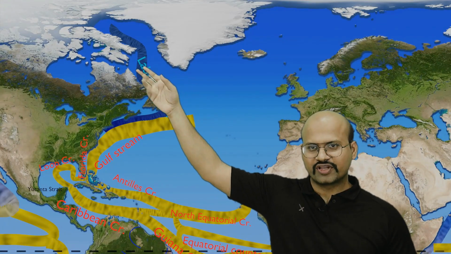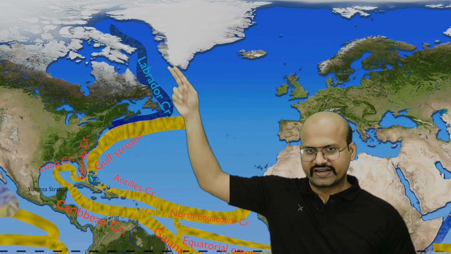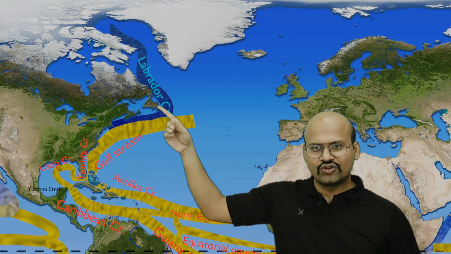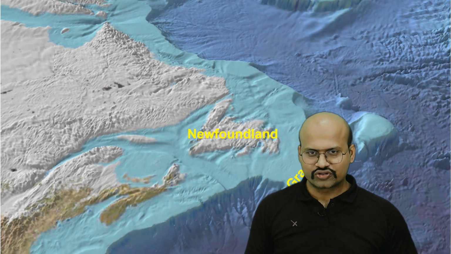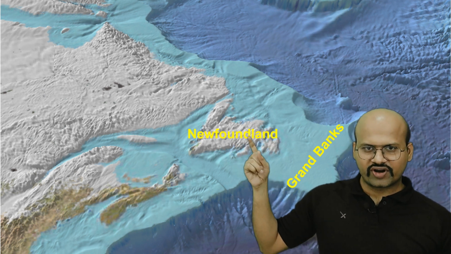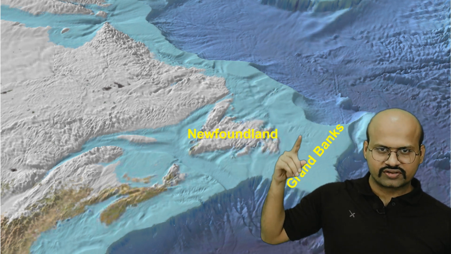Here we can see that the Labrador Current, which comes from the western side of Greenland, meets the Gulf Stream near Nova Scotia or near Newfoundland. And here we see the structure of the Newfoundland coast. We can see that it looks something like this. Here is the boundary of Newfoundland and this is the coast.